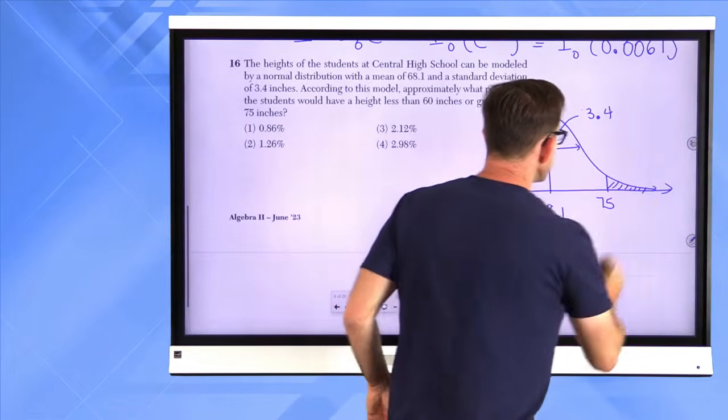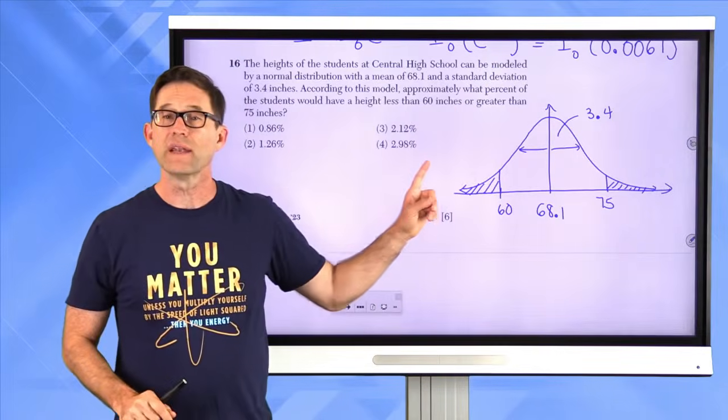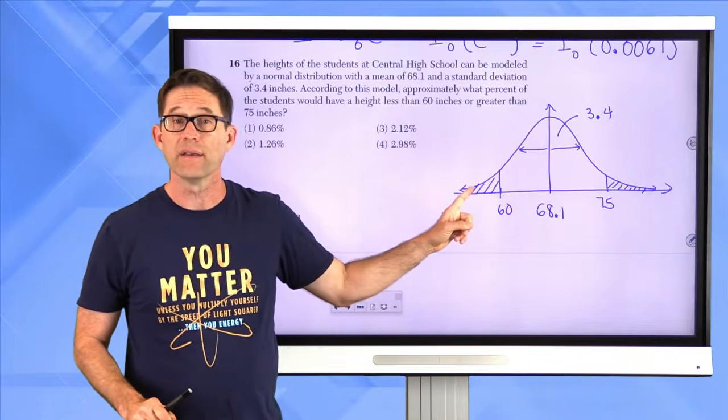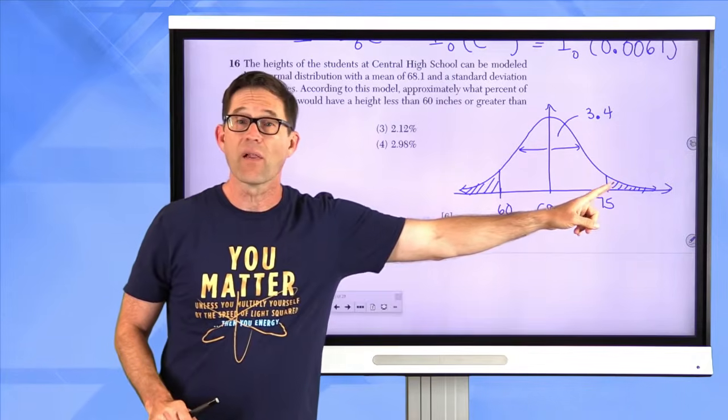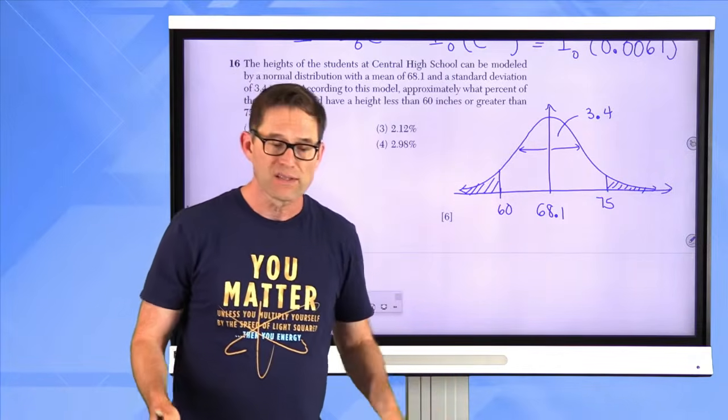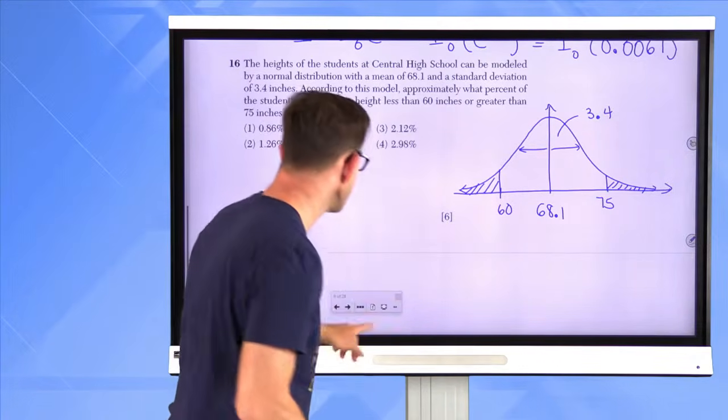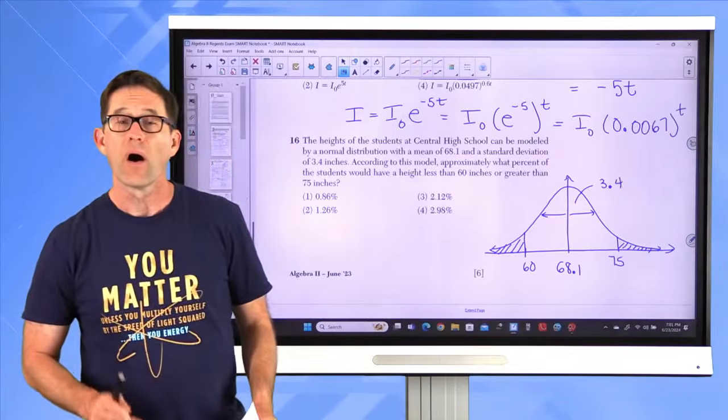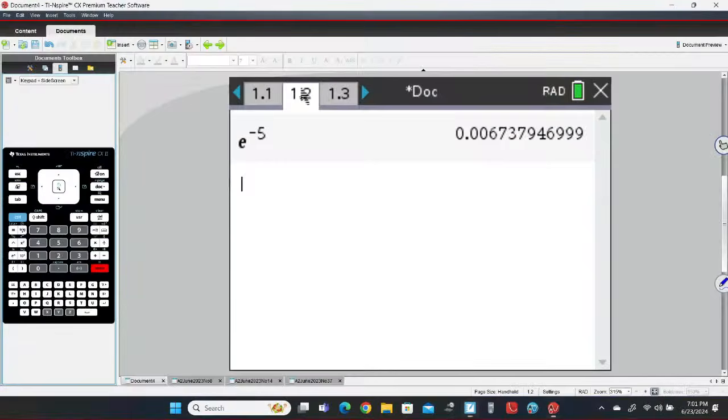All right. So we really need to figure out the percentage of students that are in this tail end, the percentage that's in this tail end, and then add them together. Let's talk about how we do that using the TI Inspire. All right, so going into the TI Inspire.